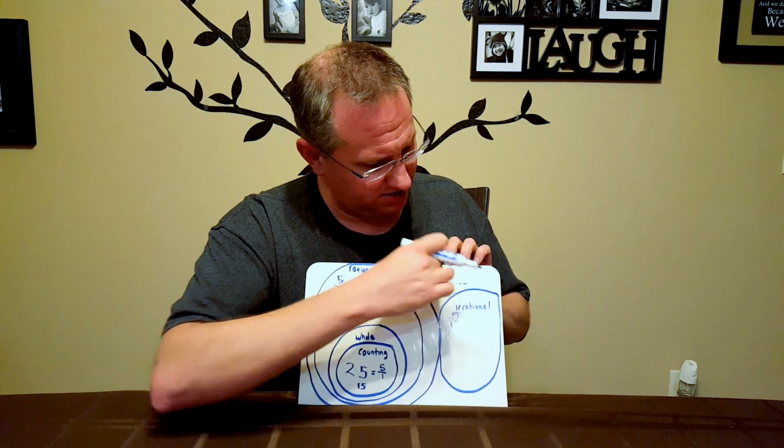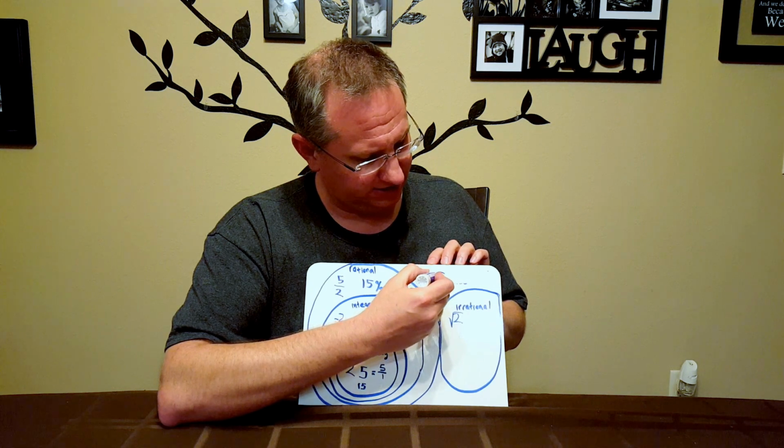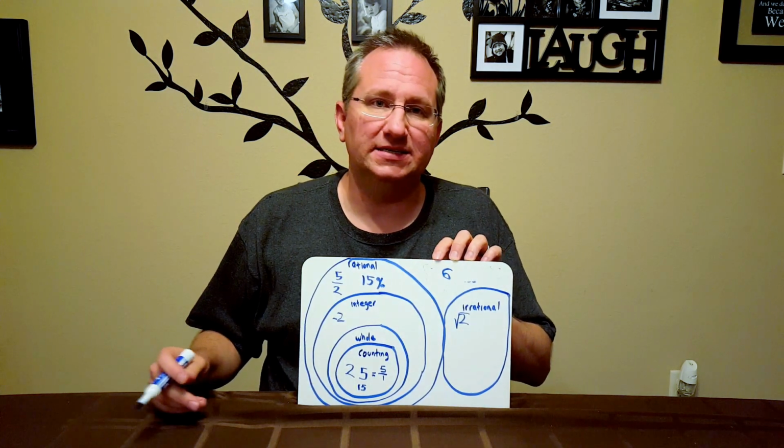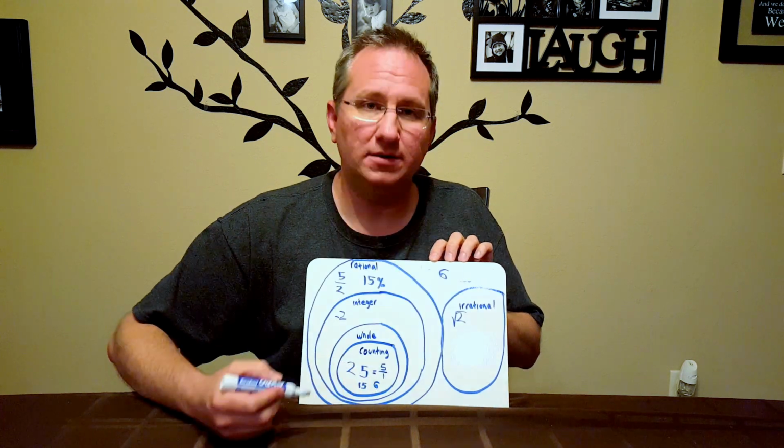Let's erase all of that stuff. All right, let's try the number 6. That's easy. 6 is one of the numbers we can count on our fingers, so that puts it down here in the counting number bit.